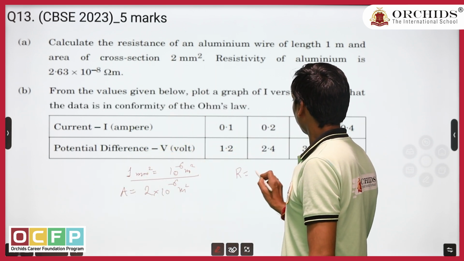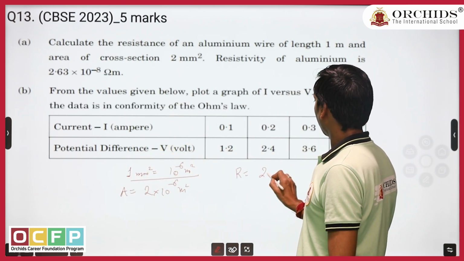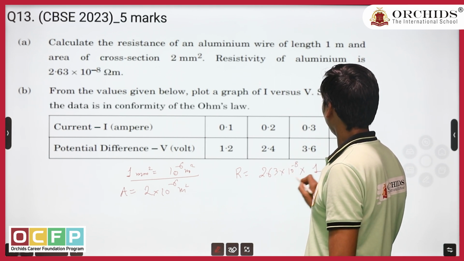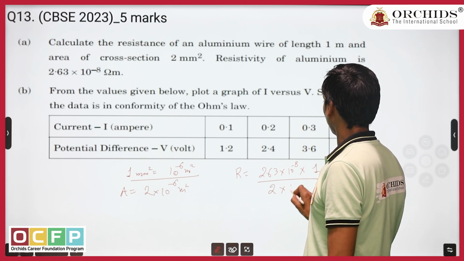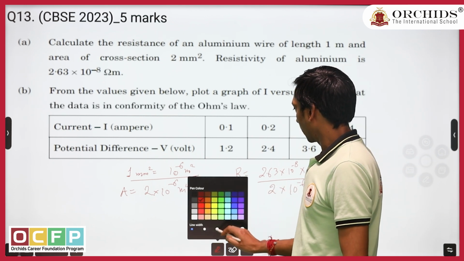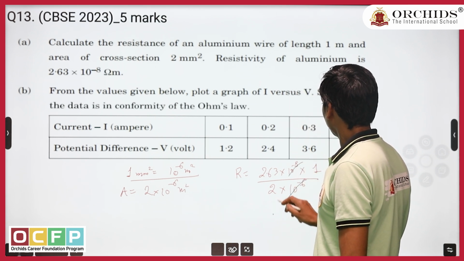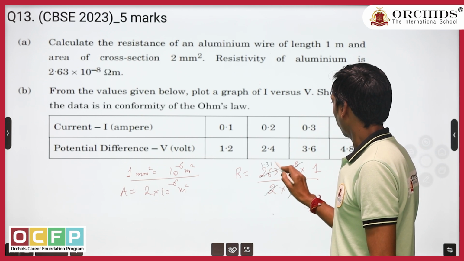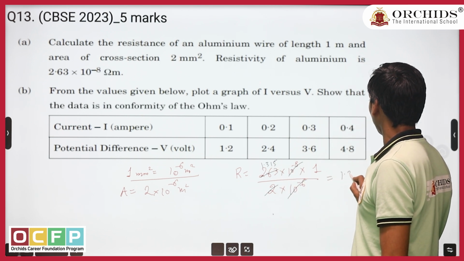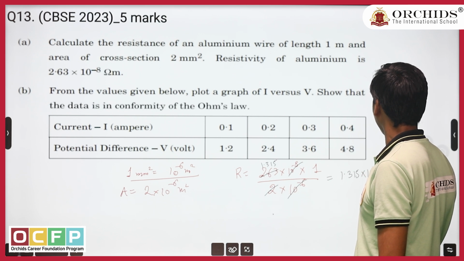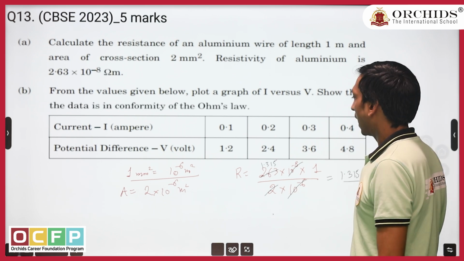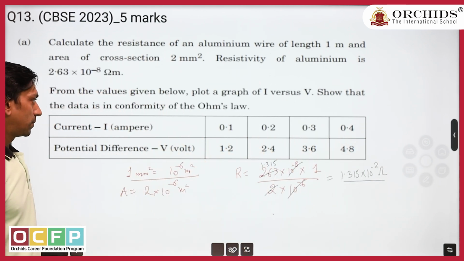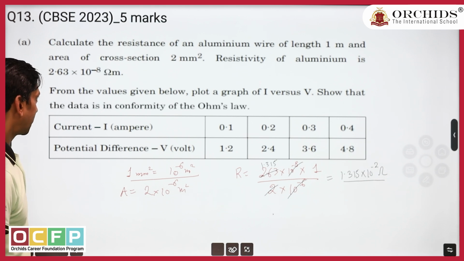Now the resistance of the wire will be: resistivity 2.63 into 10 to power minus 8, multiplied by length 1 meter, divided by 2 into 10 to power minus 6. Here we can cancel 10 to power minus 6 with 10 to power minus 8, and the 2 will cancel, and we get 1.315. So the resistance of the wire will be 1.315 into 10 to power minus 2 ohm. This is a very small value. So that is the resistance of the wire.